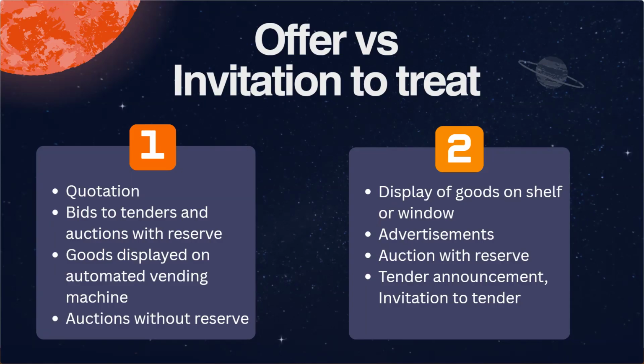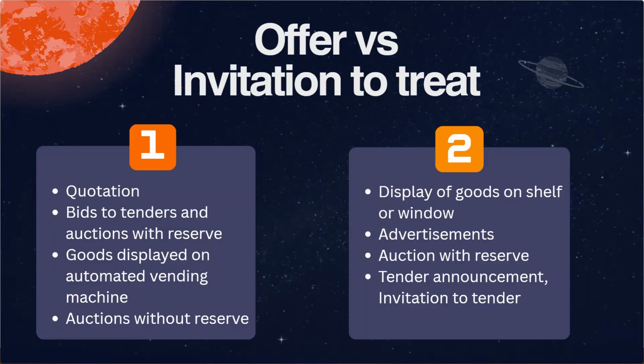invitation to treat. With the offer, we have the quotation from the supplier, obviously, or the bid to tender, or the bid at auction, and the goods displayed on an automated machine, a vending machine. All of them are offers. With invitation to treat, we have a few cases like display of goods on a shelf or window, or the advertisement, and the invitation to tender. They are invitation to treat.